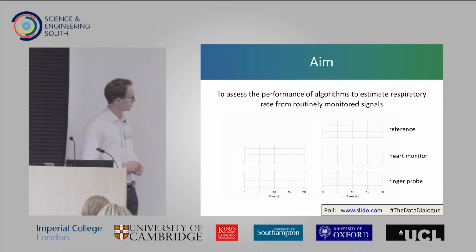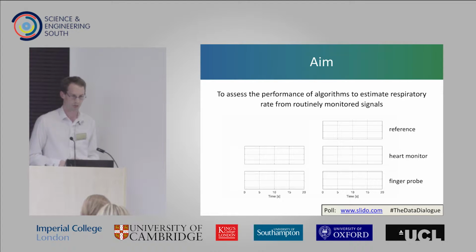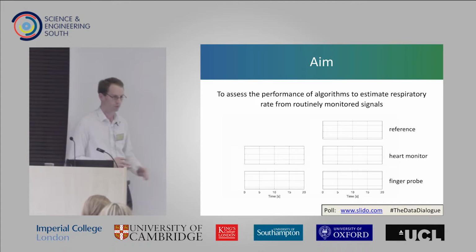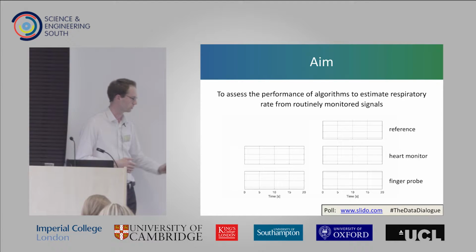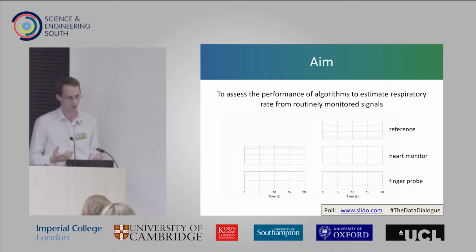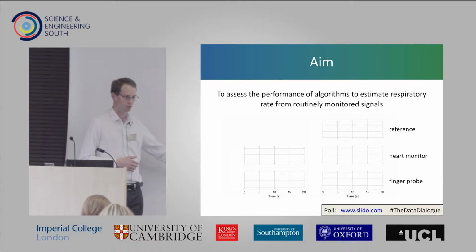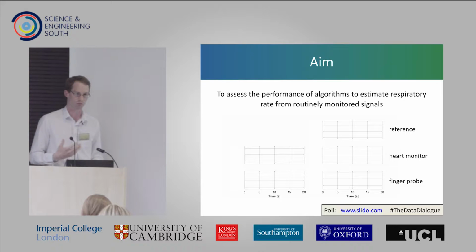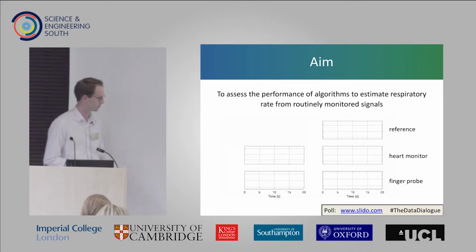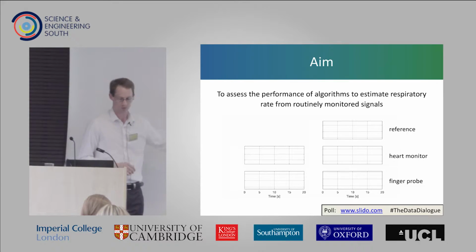So the aim of this project is to assess the performance of the 100+ algorithms in the literature to estimate respiratory rate from these routinely monitored signals. Here you have a reference signal that's commonly acquired using one of those bulky pieces of equipment that I showed earlier. And then you have these 2 routinely measured signals and the corresponding respiratory signal, which is derived from them. I hope you may see some similarity with the reference.